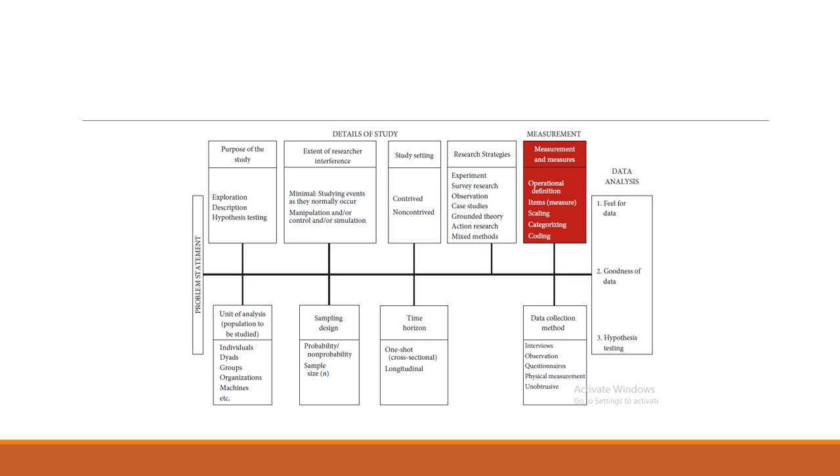Okay, this is a very important slide. This slide is telling you all about the journey which we have been through, starting from the problem statement. After the problem statement, these transparent boxes are the research design. Research strategy we have already studied. Study setting we have already studied. Extent of research interference we have already studied. Purpose we have already discussed. The unit of analysis, individual, we have already studied.